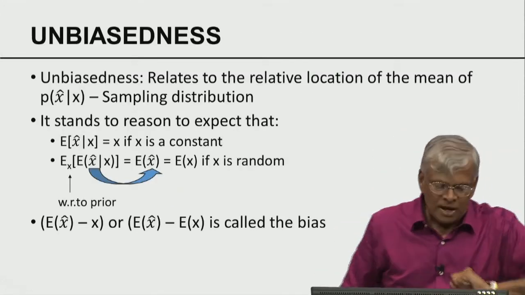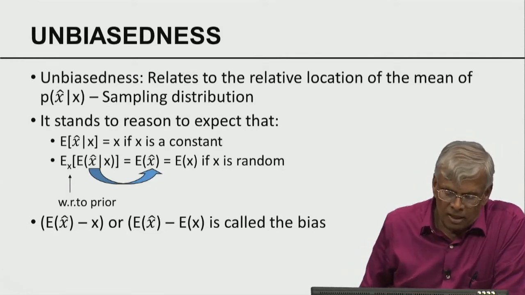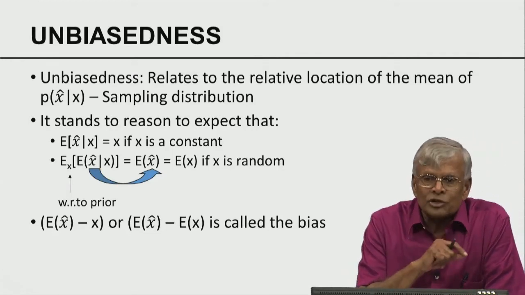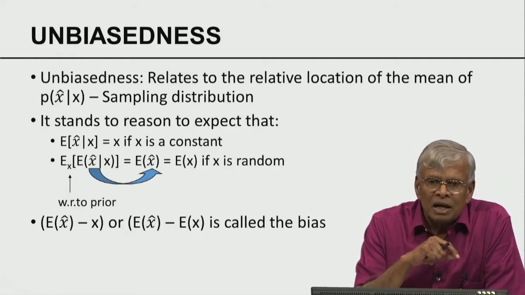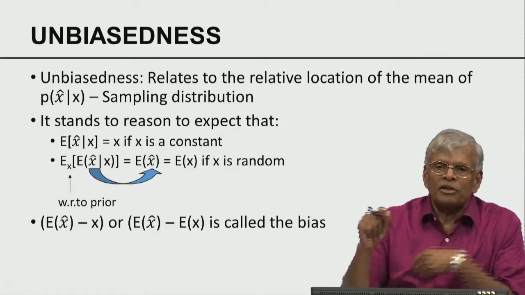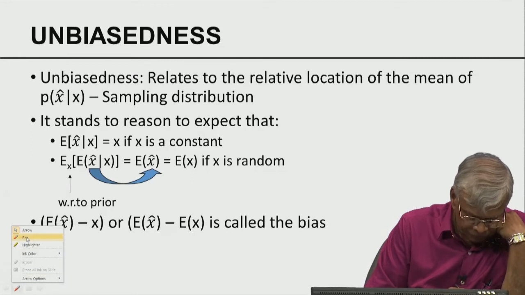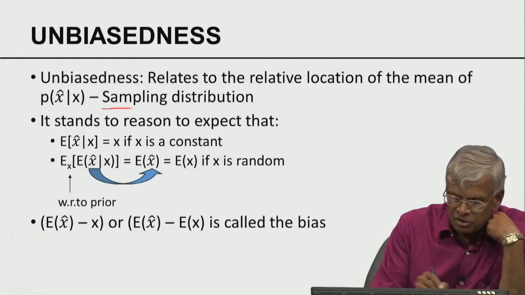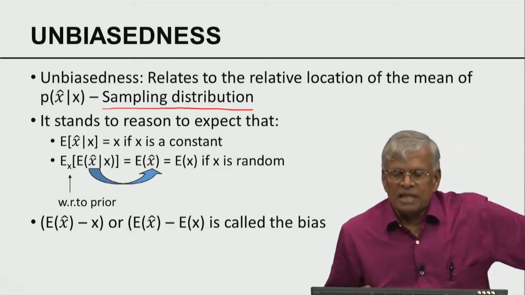So I am now going to define what is called unbiased. When do I say the estimator is unbiased? Unbiasedness relates to the relative location of the mean of the sampling distribution. So let us talk about that now. There are lots of little things in here. Sampling distribution. So let me first talk about the notion of a sampling distribution.